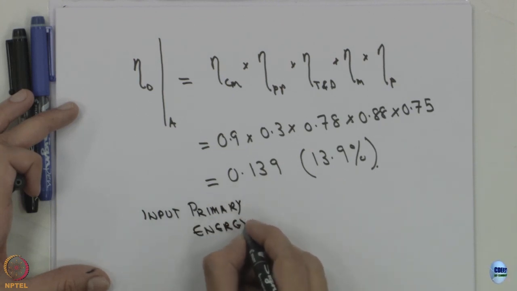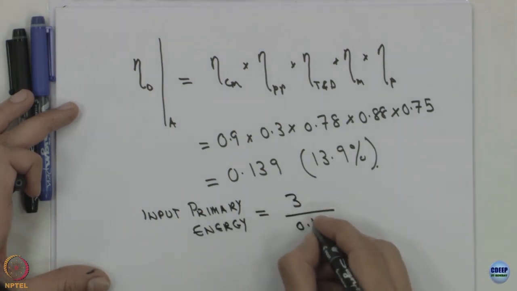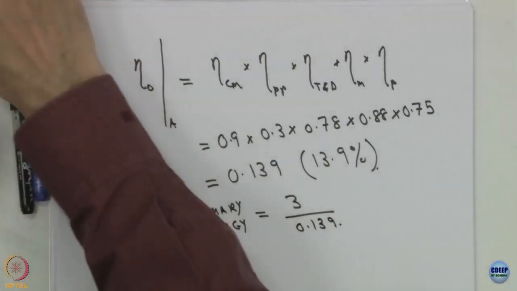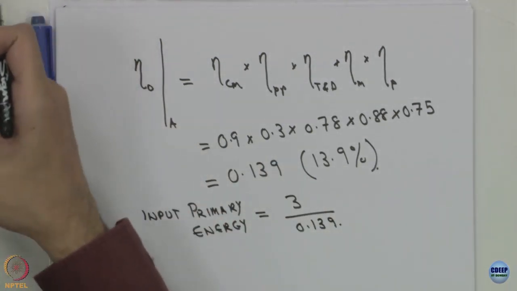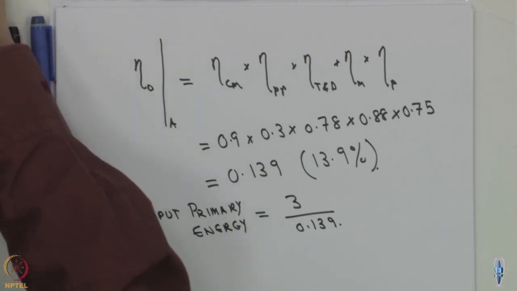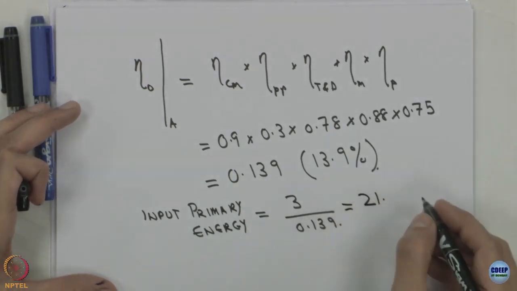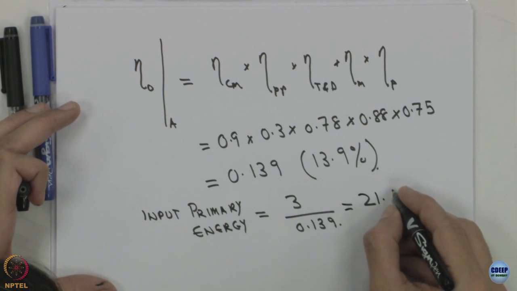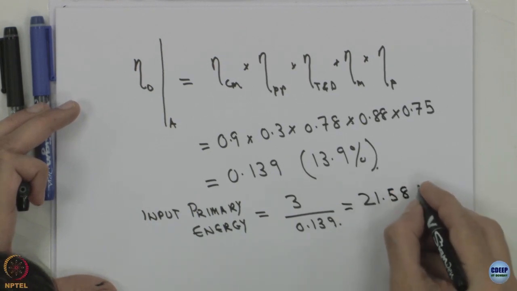Primary energy input, this is going to be 3 gigajoules divided by 0.139, and you can calculate this as 21.58 gigajoules.